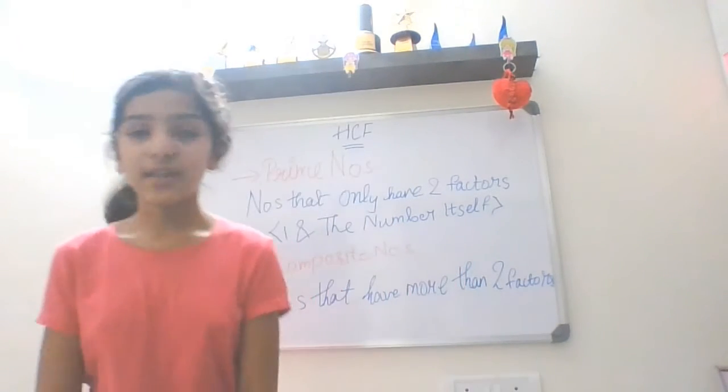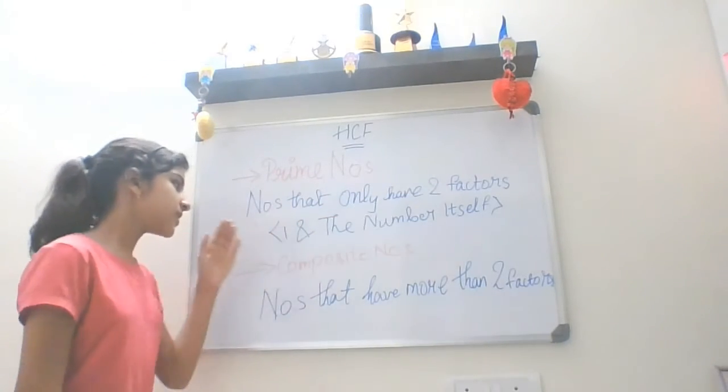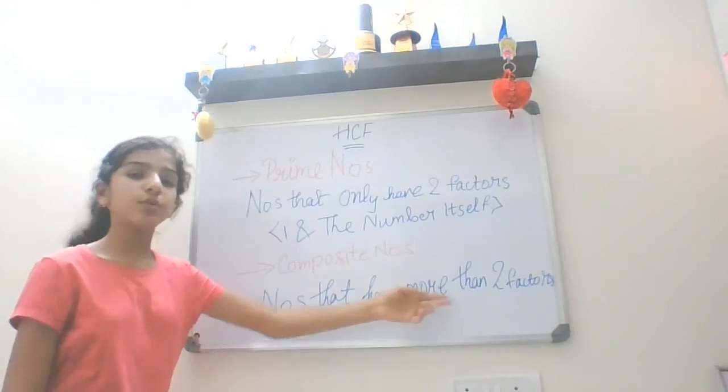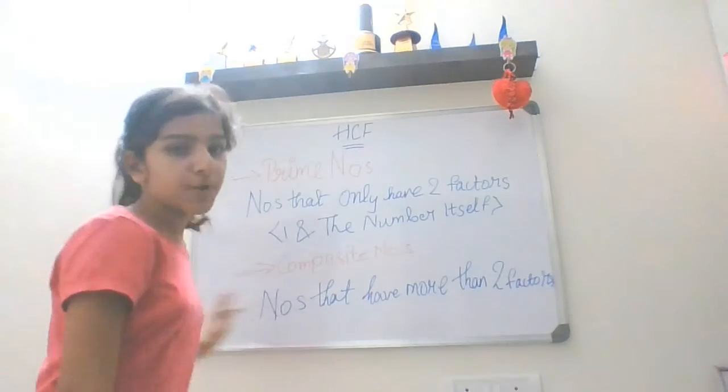So let's repeat. Prime numbers are numbers that only have two factors. They are 1 and the number itself. Composite numbers are numbers that have more than two factors. Okay, so this was about the prime and composite numbers. So next we are going to learn about prime factorisation.